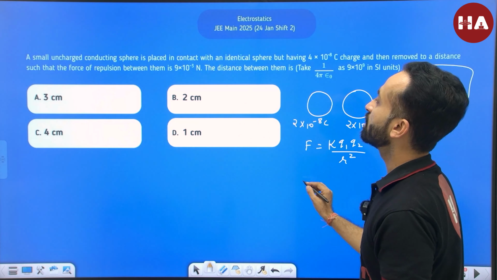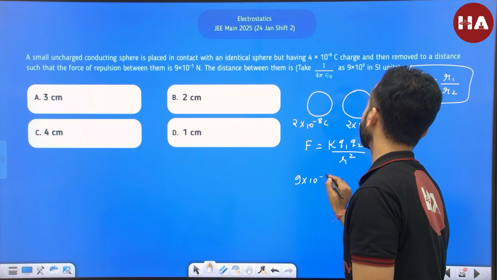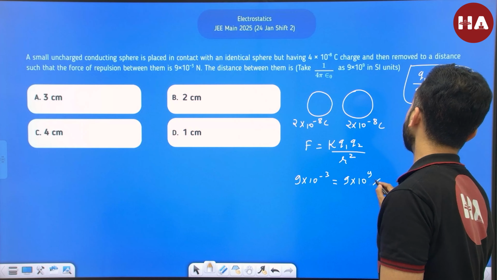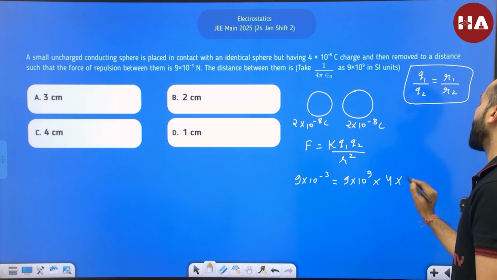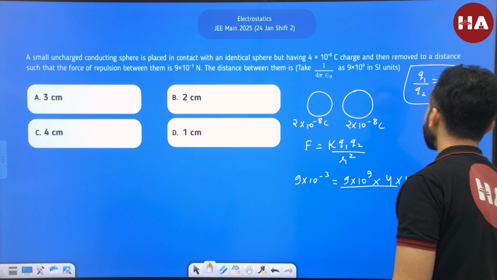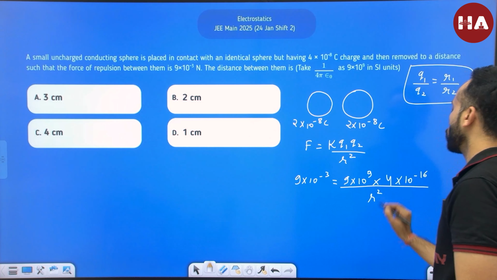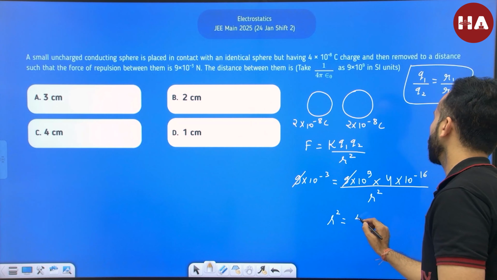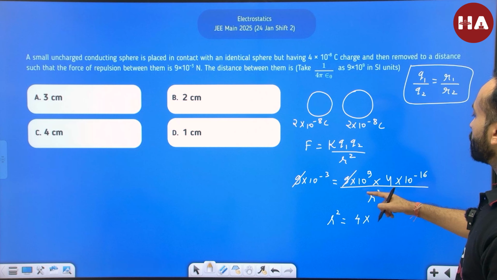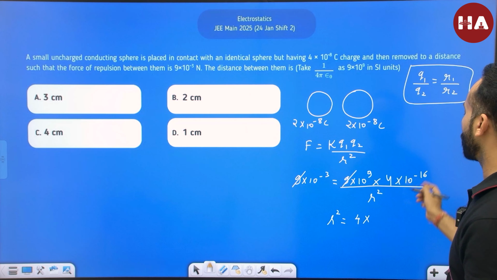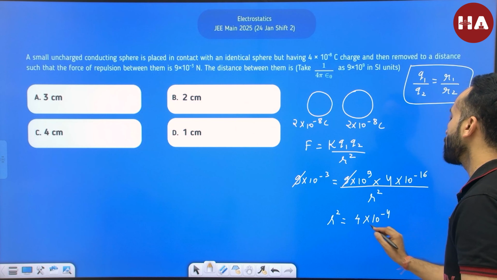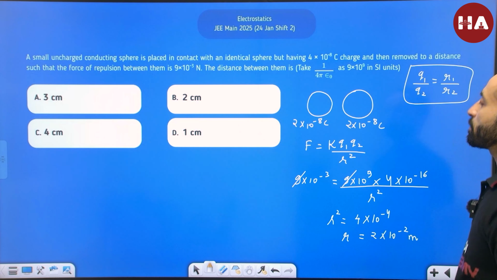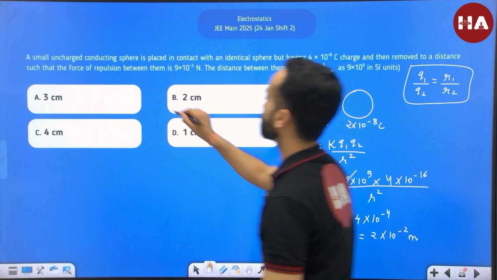So F is given to be 9 into 10 raised to the power minus 3. The value of K is 9 into 10 raised to the power 9, and Q1 Q2 product I can straight away write as 4 into 10 raised to the power minus 16, and R square is what I have to calculate. So 9 and 9 cancel out, and R square turns out to be 4 into 10 raised to the power 9, and this is going to be plus 3, so it's 12 minus 16, so 10 raised to the power minus 4, and if we take square root on both sides, R turns out to be 2 into 10 raised to the power minus 2 meter, and convert that to centimeter.